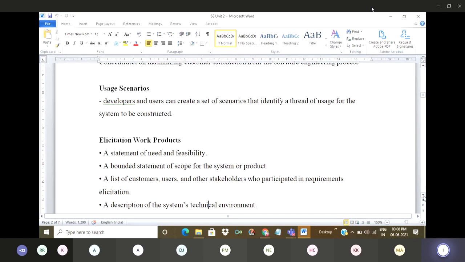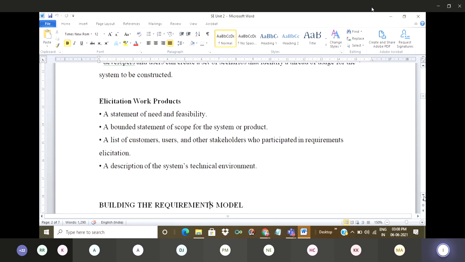Fourth point is the elicitation work product, which consists of a statement of need and feasibility, and a bounded statement of scope for the system or product. So we have a number of lists. It consists of customers, users, and other stakeholders who participated in requirement elicitation, and a description of the system's technical environment. These all come under elicitation work products.